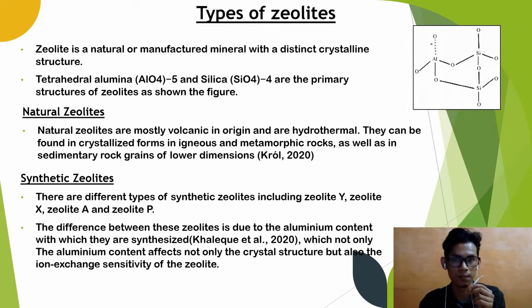Synthetic zeolites are of different types, including zeolite Y, zeolite X, zeolite A, and zeolite P as some of the examples. The difference between these zeolites is due to the aluminium content with which they are synthesized. The alumina content affects not only the crystal structure but also the ion exchange sensitivity of the zeolites.